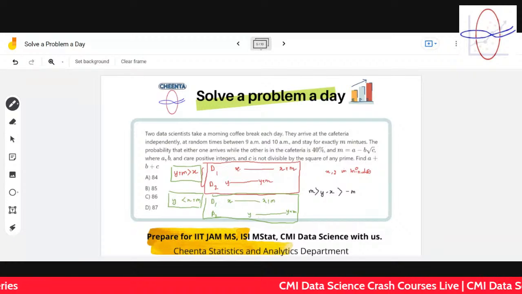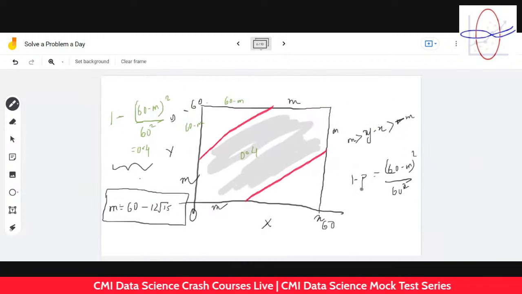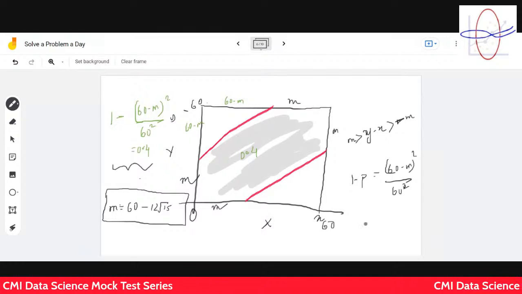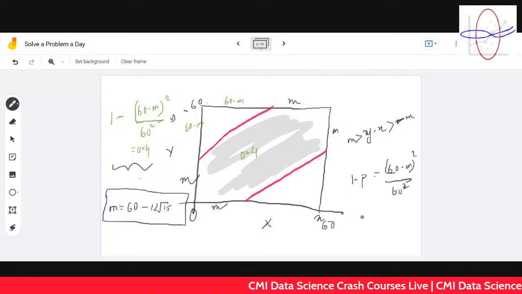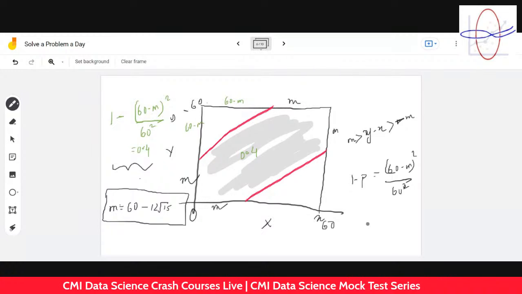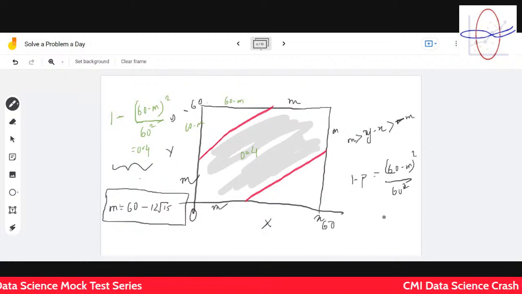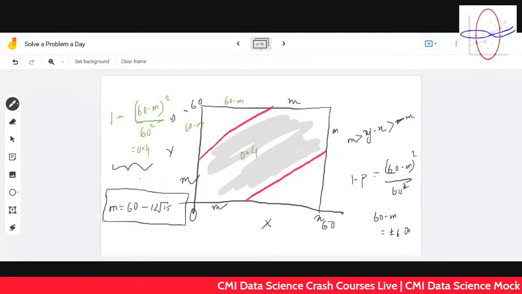And for what values of m they will never meet, that is, p is equal to 0. So you can also find it out. That is a much more interesting problem. So p is between 0 and 1, otherwise they have a random chance of meeting. When the probability is 0, it's (60 minus m) whole square, so 60 minus m is plus minus 60.